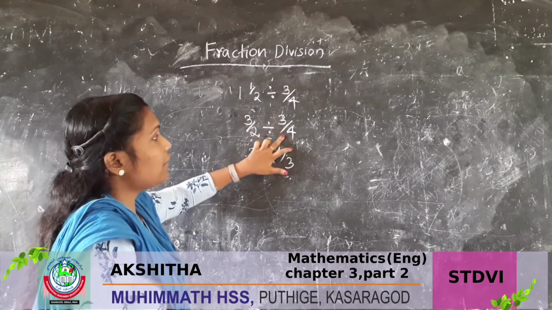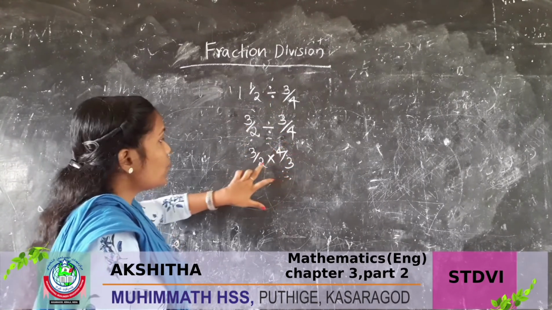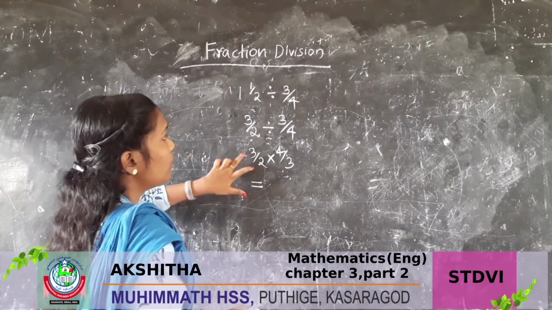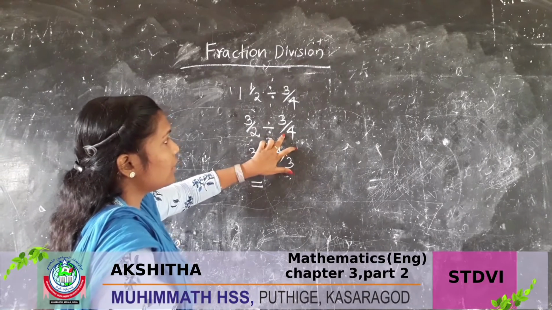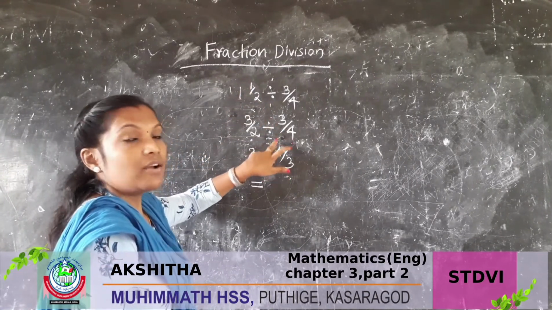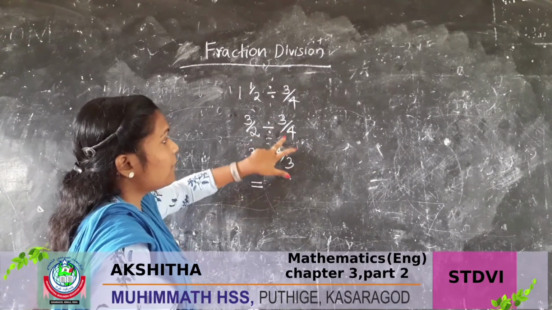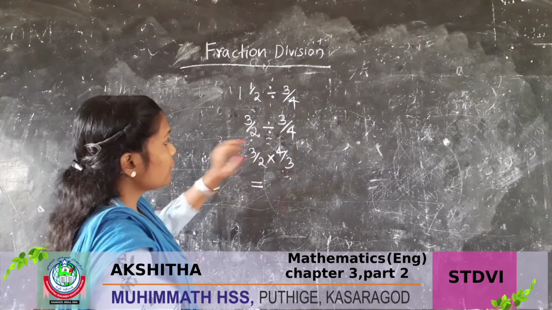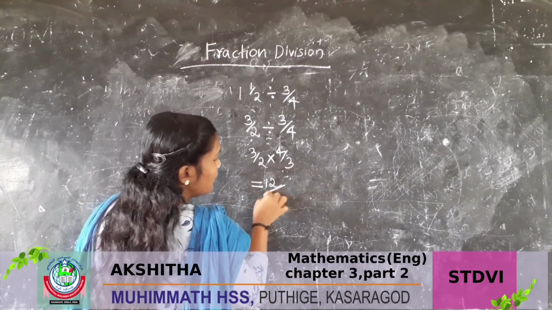Okay, 3 by 4 we should write as 4 by 3. So how can we find the answer here? What is the answer now? 3 by 2 divided by 3 by 4. Here when we divide, we should write this in reciprocal. 3 by 4 we should write as 4 by 3. 3 into 4, 12. 2 into 3, 6.